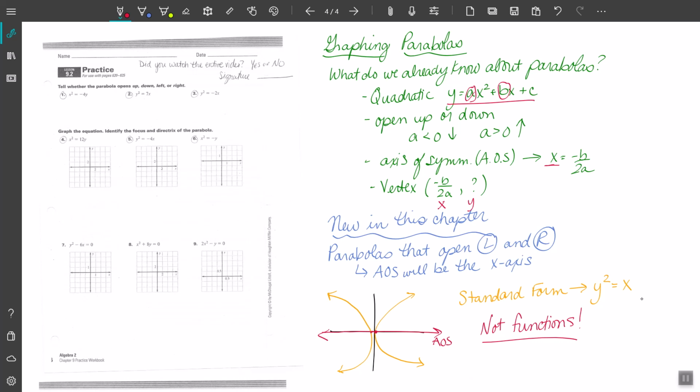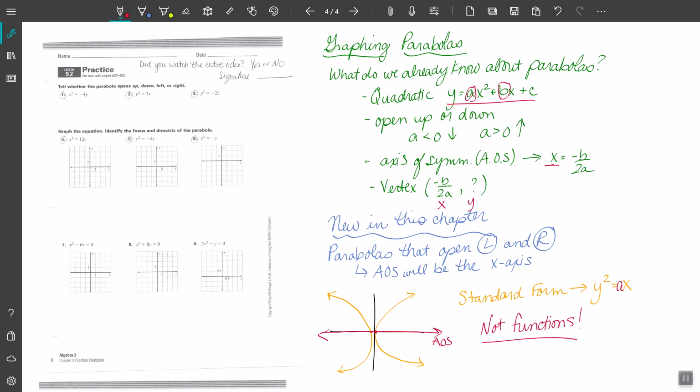Now, the standard form on this type of parabola that opens left and right is different than the standard form for the parabolas up here that are quadratic and open up and down. The standard form, if they open left and right, is that I'm going to have a y squared. So it's going to be y squared equals x. And actually, I left my a out here. I should have an a in there. y squared equals a times x.